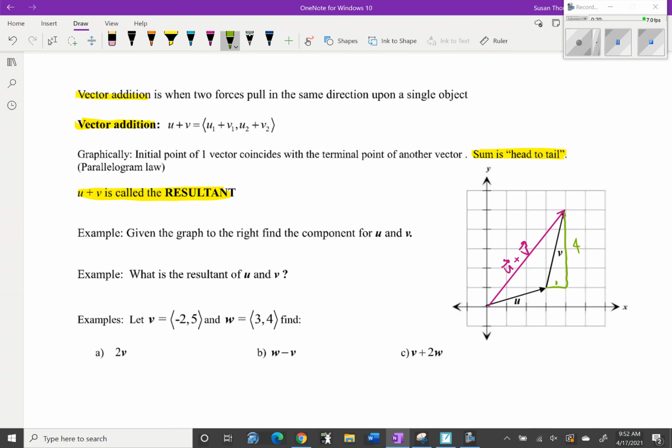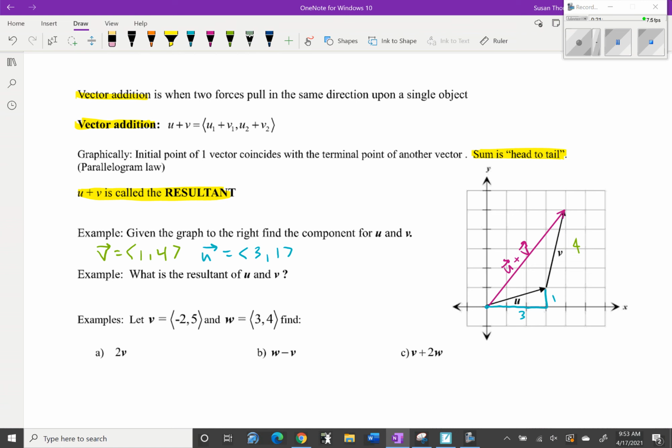So it says, given the graph to the right, find the component form for u and v. So v component form is 1, 4. And our component form for u would be, starting at the initial point, right 1, 2, 3, and up 1. So 3, 1. So those are our component forms.